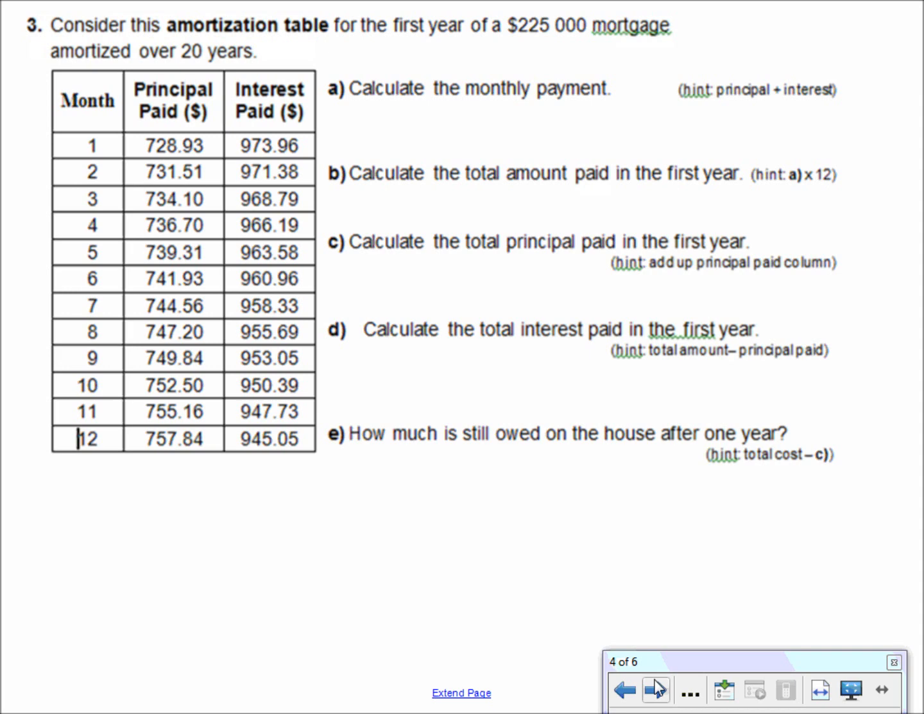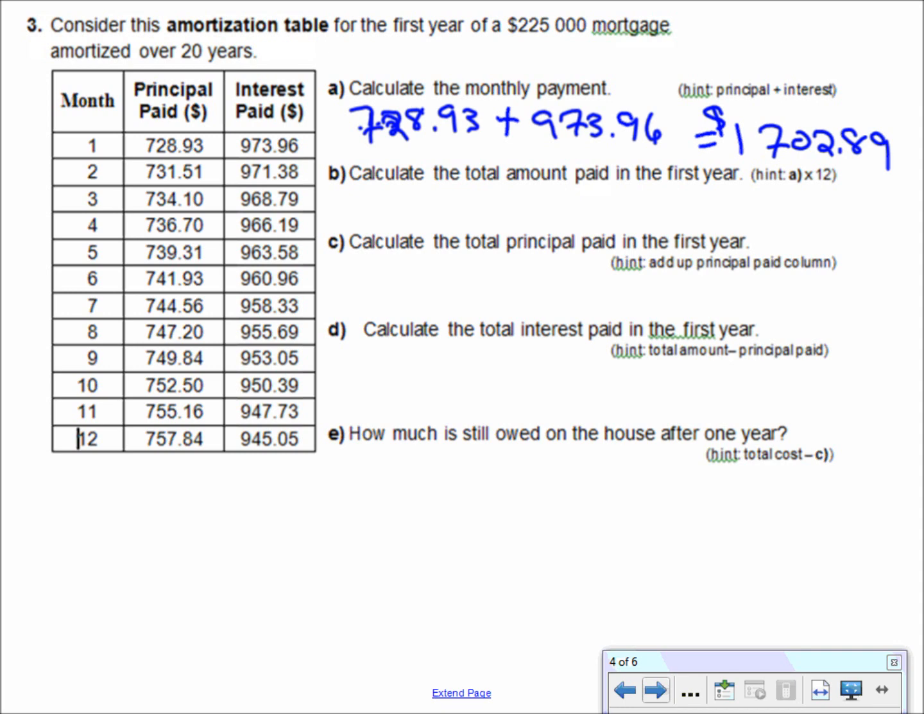Okay, calculate the monthly payment. So hint, principal plus interest. My principal is $728.93 plus my interest is $973.96. Okay, so I add those two numbers, and that's going to give me my monthly payment. I got $1,702.89. Please check to make sure I did it correctly.